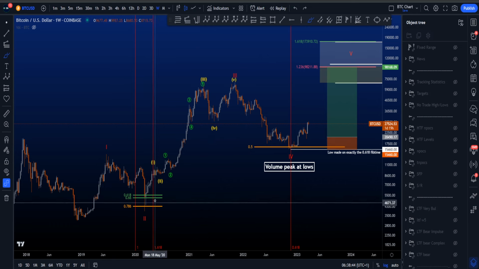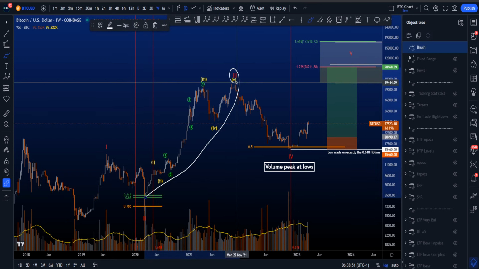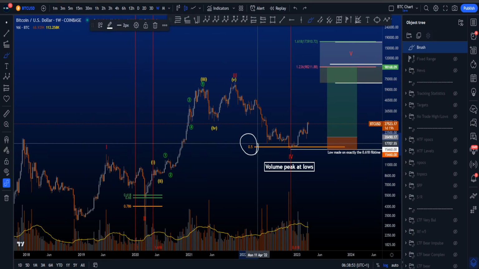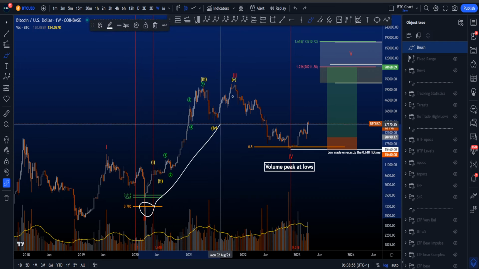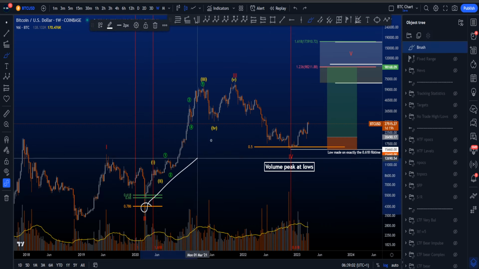What's nice in this scenario is that wave 2 bounced perfectly at the golden pocket area over here and eventually moved up for a wave 3, where also wave 4 bounced perfectly on the 0.5 fib taken from the low of 2 to the high of 3. It also made the low exactly on the 0.618 fib time taken from the low of 2 to the high of 3.